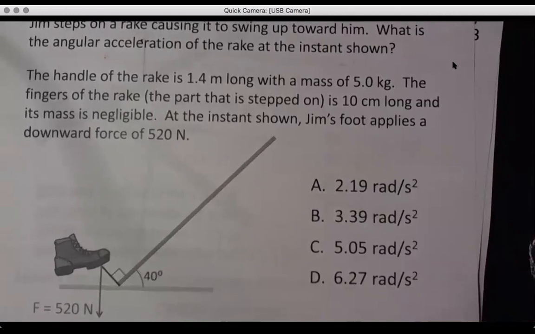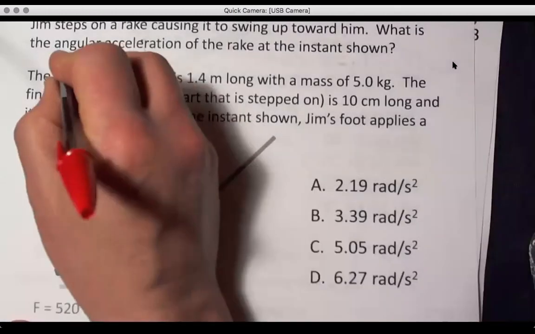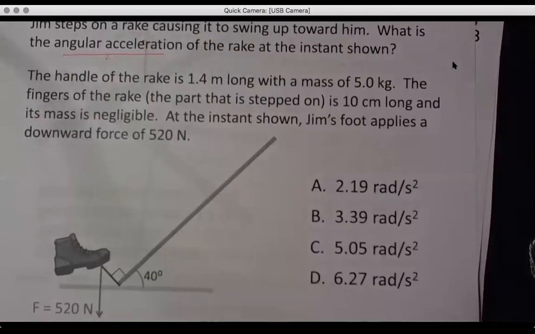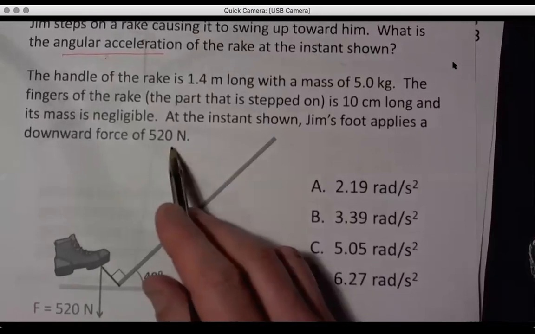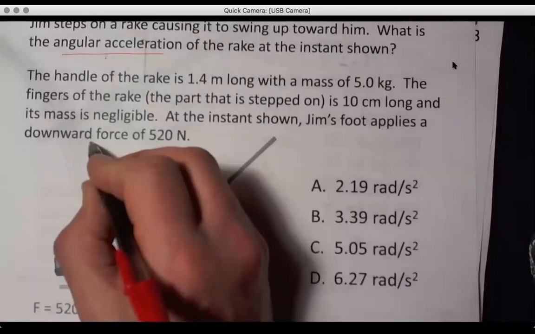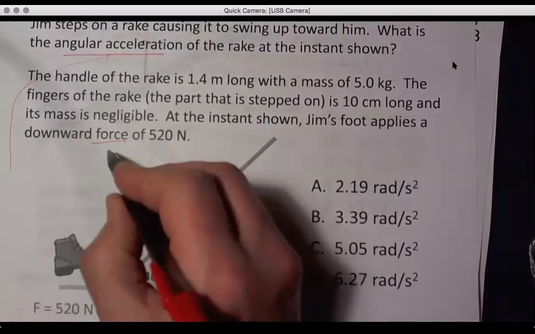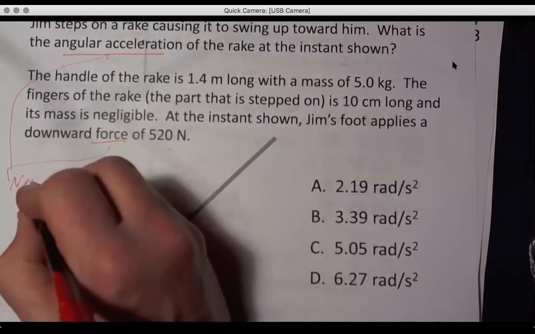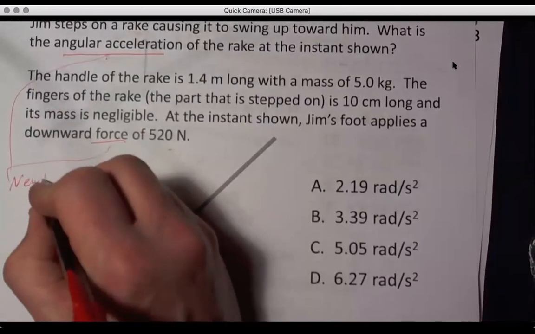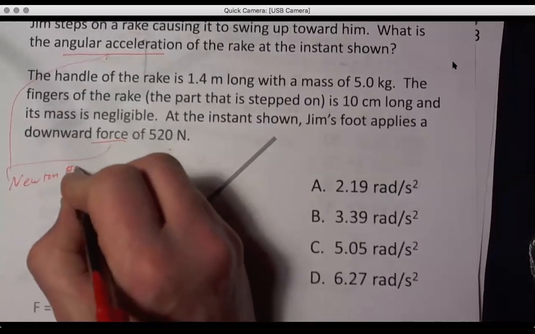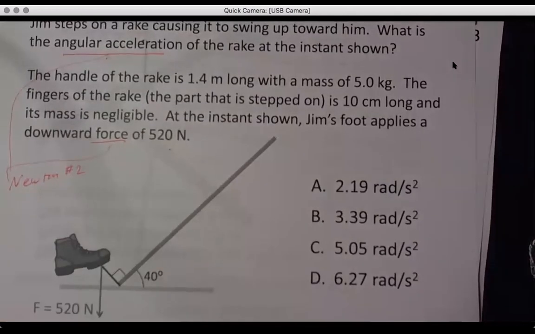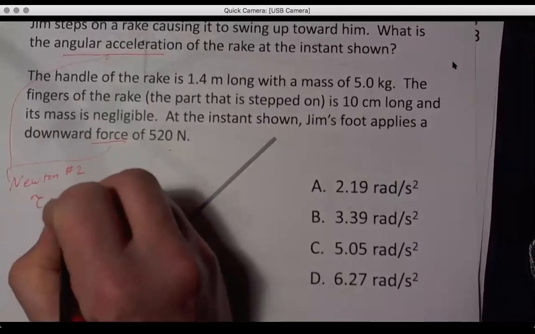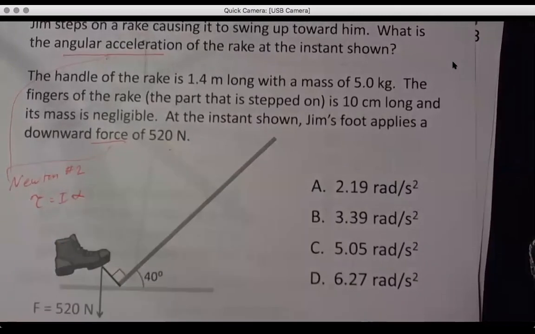So this time we're actually asking you for the angular acceleration at the instant shown. And you take a look at this and say, okay, we're given forces, right? Force, angular acceleration. This one says, well, this is Newton's second law. Newton's second law now is torque is equal to I times alpha. And so that's what we're going to be using here.